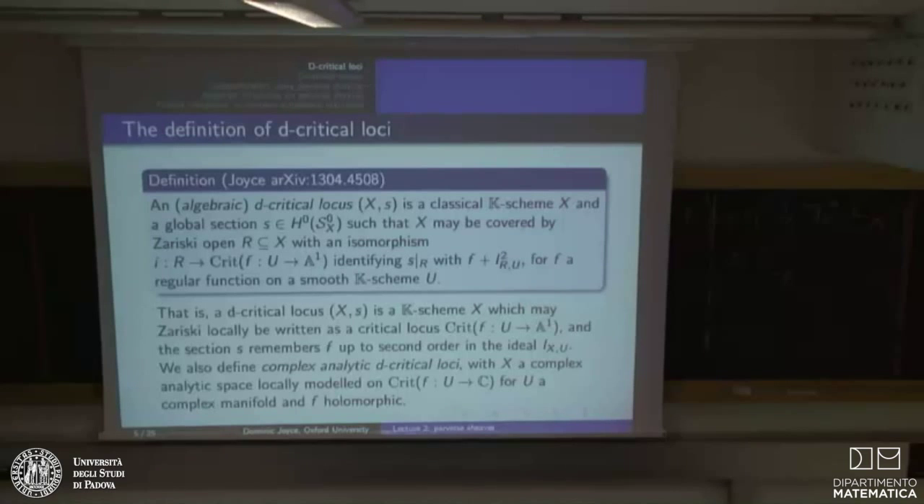Okay. So there would also be a C-infinity smooth version of these if you wanted them. But I haven't written those down because I haven't found an application for them. Basically, if I'm either algebraic or complex analytic, I can do perverse sheaves, etc. I haven't got anything useful to do with smooth critical loci yet.